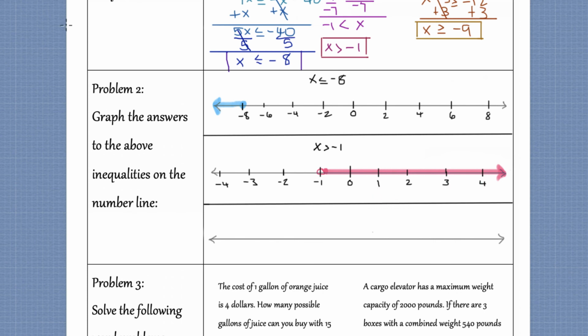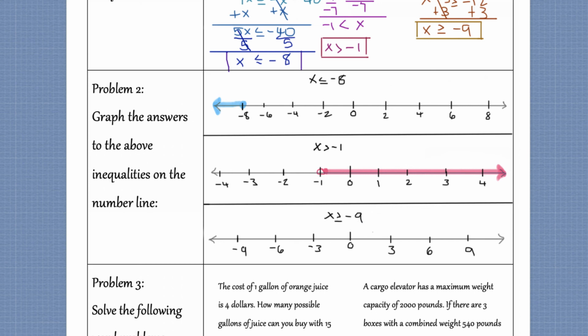Our third one says that x is greater than or equal to negative 9. So I'm going to fill in our number line real quick. And what we're going to figure out is if we're using an open or a closed circle, and we're going to look at the sign, which is greater than or equal to. Since it has the equal to part in it, we're going to use a closed circle to indicate that -9 is also part of the solution.